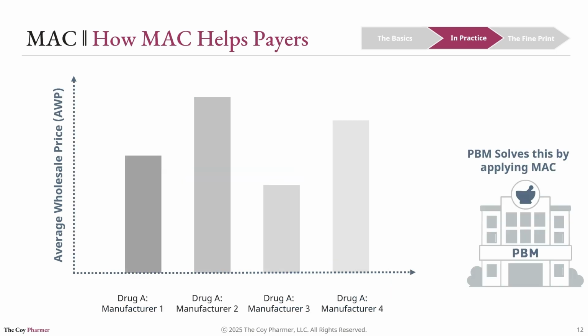So instead of relying on AWP to drive reimbursement at the pharmacy level, PBMs set up operational lists called MAC, Maximum Allowable Cost. This means that no matter which manufacturer of a particular drug is filled at the pharmacy, the PBM will reimburse that pharmacy a flat amount, and that amount will be the MAC.